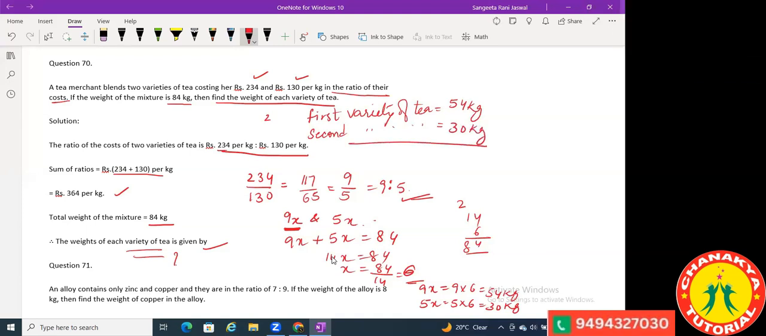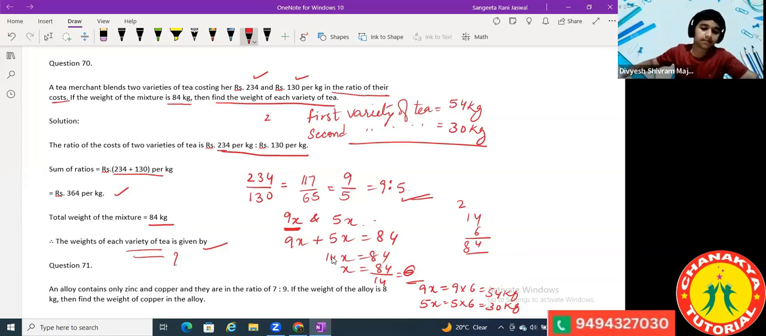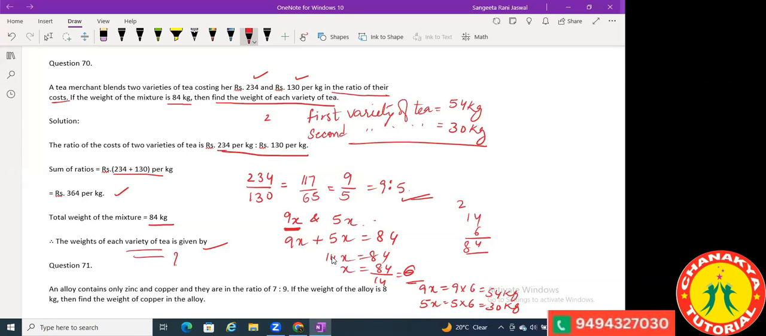So did you understand this question? Yes, ma'am. So if you get such type of question in your exam, which has multiple steps, these questions come for larger marks, maybe a 4 marks question or 6 marks question. In this question, first you had to find the ratio. Some children might not know what the ratio is, although they have given you the cost, and in the question itself they have told you that this is the ratio of their cost. So the cost is already given to you. That was the ratio.